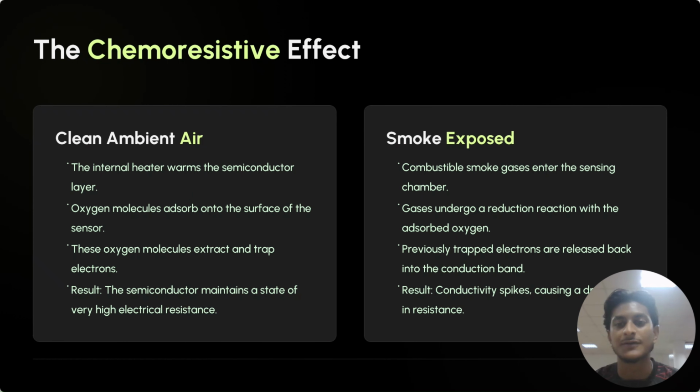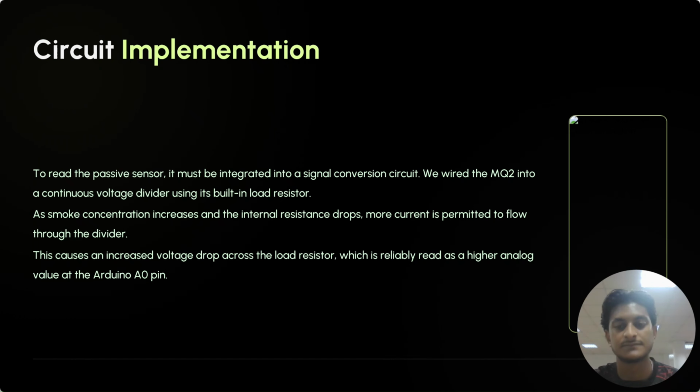This is the most important part of our project, the chemoresistive effect. In clean air, the internal heater warms the tin dioxide layer, causing oxygen to stick to its surface. These oxygen molecules trap electrons inside the material, which creates a very high electrical resistance. However, when smoke enters the sensor, the gases react with the trapped oxygen and release the electrons back into the semiconductor. This causes the resistance to drop instantly. This physical change in resistance is what the Arduino actually measures.